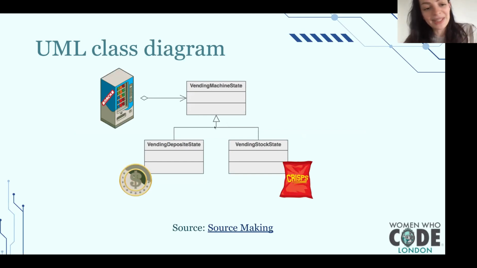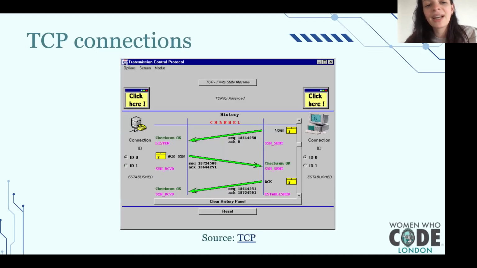Suppose you have a vending machine with snacks, and you can say that your vending machine state is vending deposit state and vending stock state. So in vending deposit state, you put money there, and in stock state, you're just waiting for someone to put money there, and you give crisps, for example. I also added the source, so after this presentation, you can check this example as well.